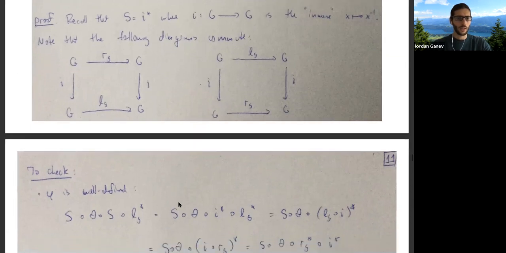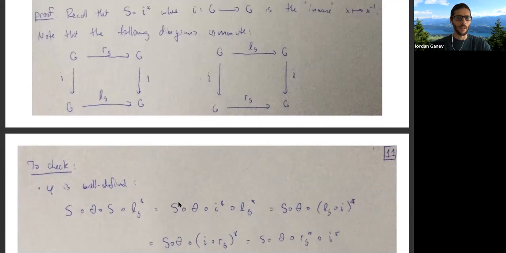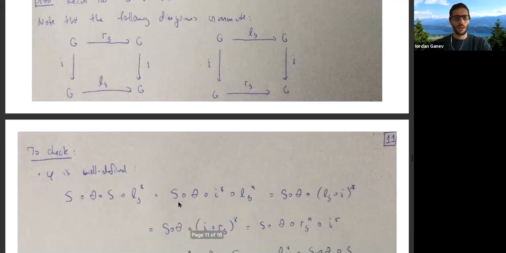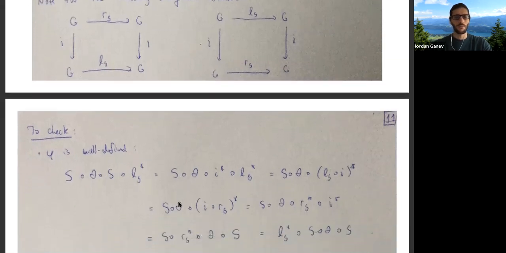So we need to check that phi is well defined, in other words, that it lands inside the left invariant vector fields. And why is that the case? Well, let's check. So we take the image of phi of theta, where theta is right invariant. We apply phi, so we get S theta S. And now we want to see that it commutes with these L_G stars.